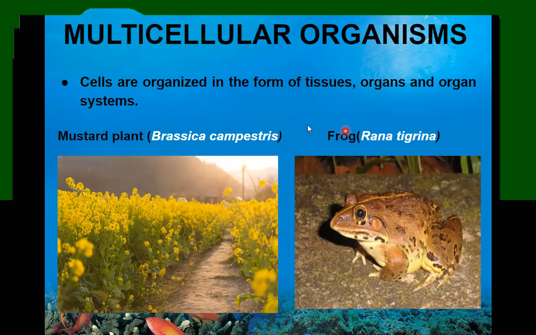So over here on your screen, you can see that the mustard plant is known as Brassica campestris. Whereas the frog, there are a variety of species of the frog on this planet Earth, but one of the species is Rana tigrina.